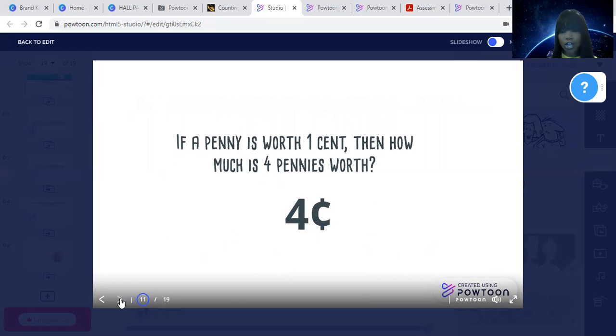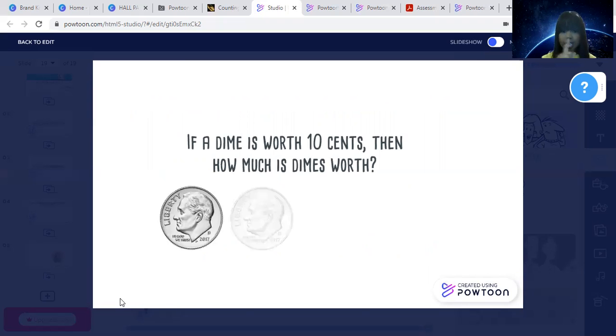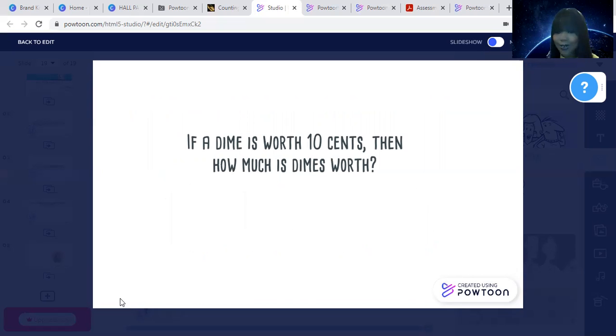Let's move forward. Let's try another activity. So if a dime is worth 10 cents, then how much is 4 dimes? Let's think: 10, 20, 30, 40. So if you said 40, you are absolutely correct. 4 dimes are worth 40 cents.